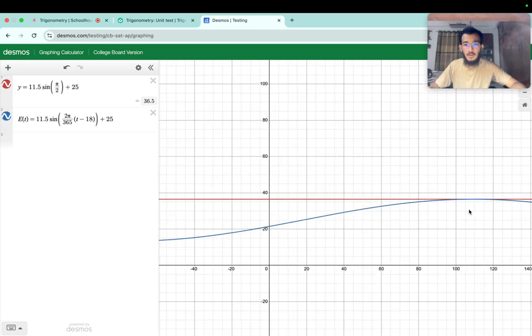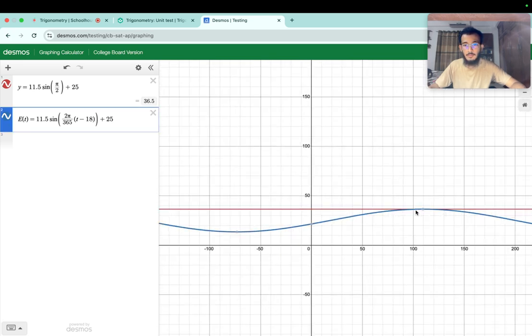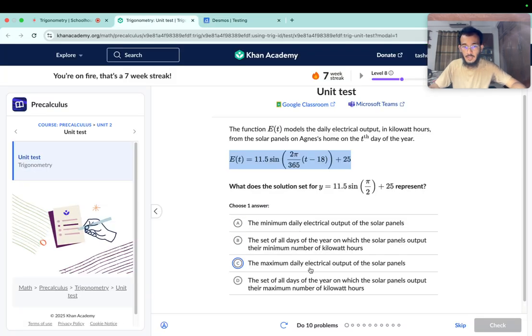Okay, now our equation. What do we have at 36.5? There we go. It is the maximum. As you can see, it's the peak. So therefore it will be the maximum daily electrical output for the solar panels.